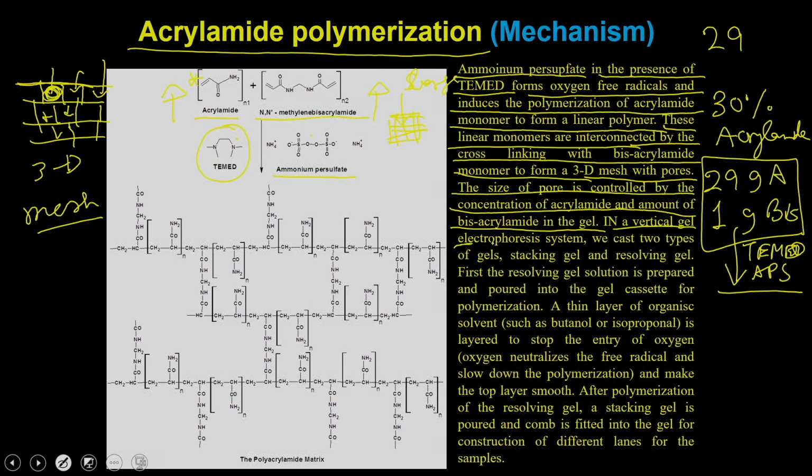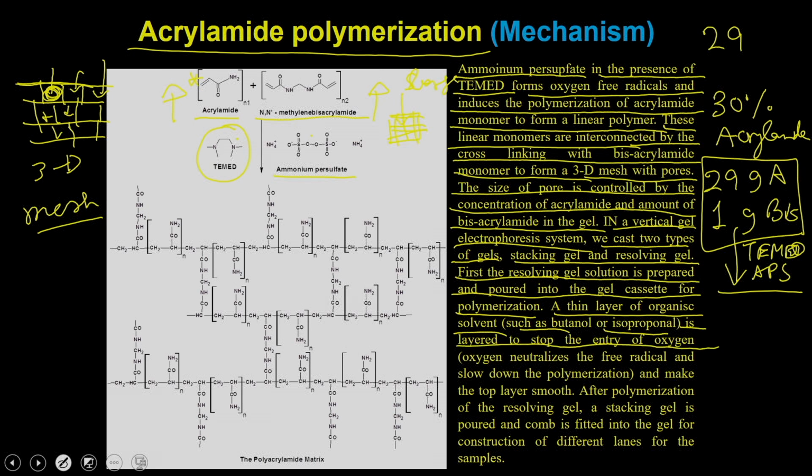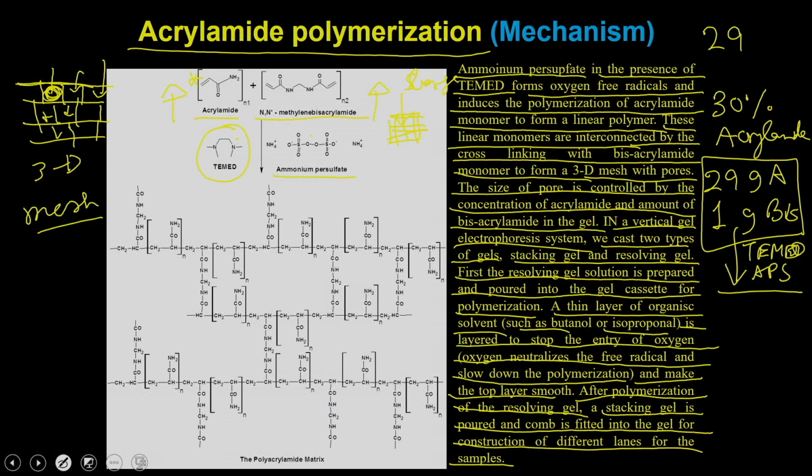In a vertical gel electrophoresis system, we cast two different types of gel, the stacking gel and the resolving gel. First, the resolving gel solution is prepared and poured into the gel cassette for polymerization. A thin layer of organic solvent such as butanol or isopropanol is layered on the top to stop the entry of oxygen. Why is it so? Because oxygen neutralizes the free radicals and slows down the polymerization, and the layer also makes the top surface smooth. After polymerization of the resolving gel, a stacking gel is poured and the comb is fitted into the gel for construction of the different lanes for the sample.